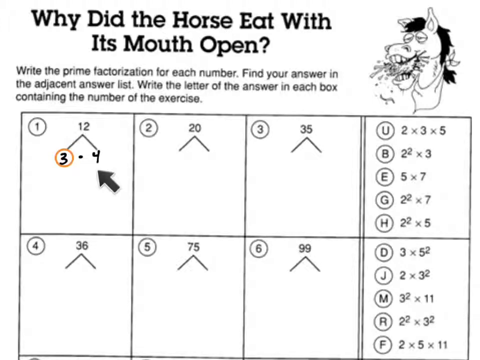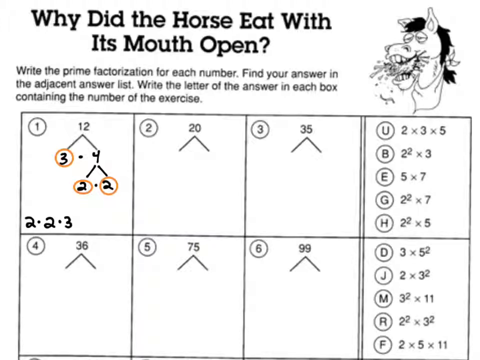Well, we know that 4 isn't prime because it's greater than 2 and it's even. And so I'm going to make my little branches. And then what two numbers can I multiply to give me 4? 2 times 2. Those are also prime. Then I'm going to pick my fruit. So I pick my fruit and I get 2 times 2 times 3.